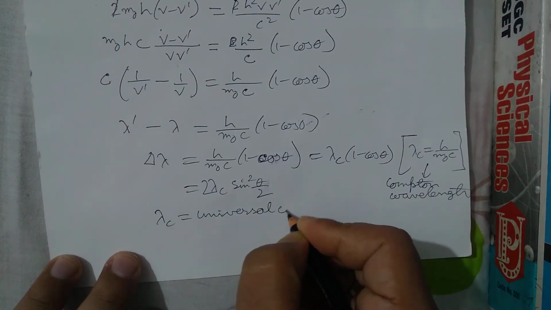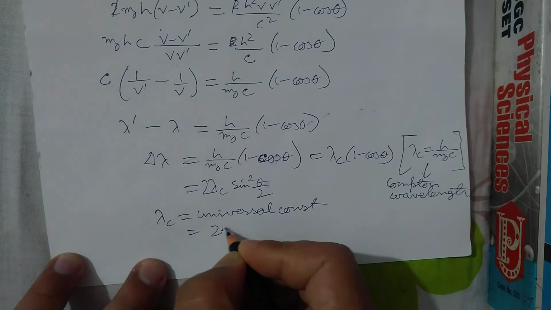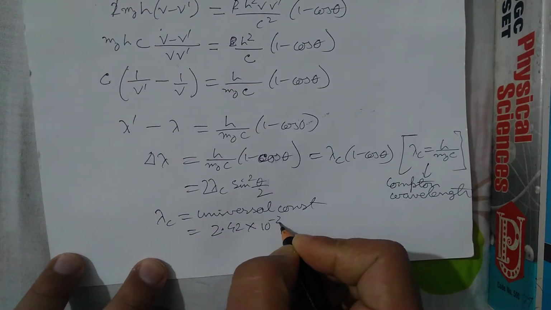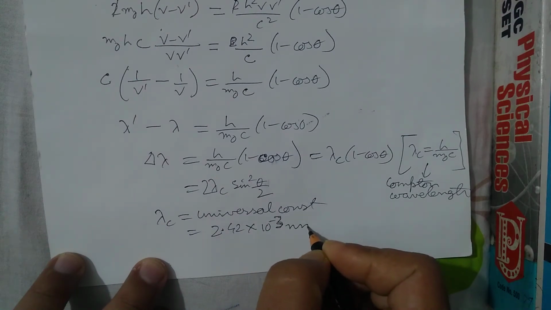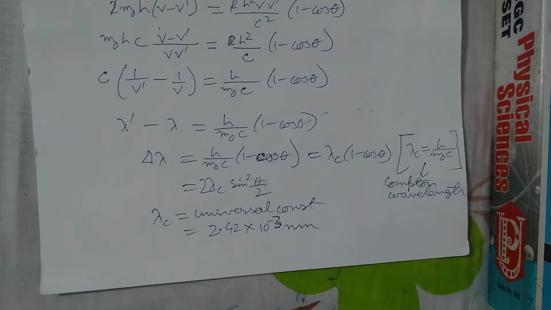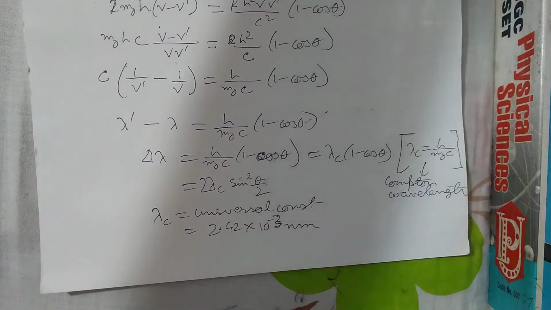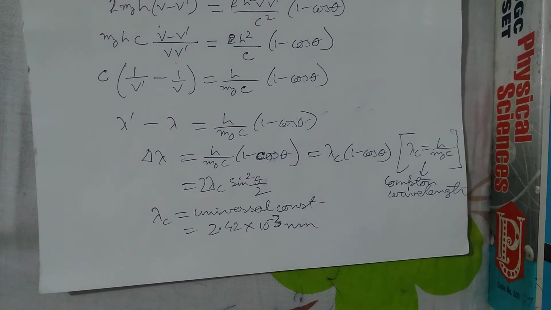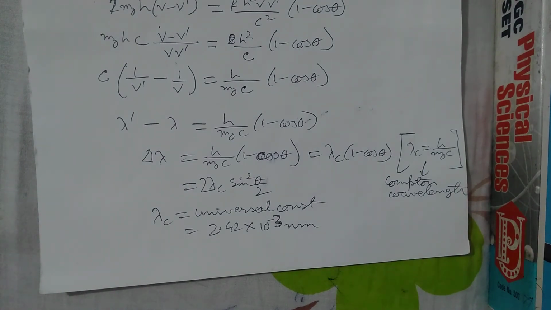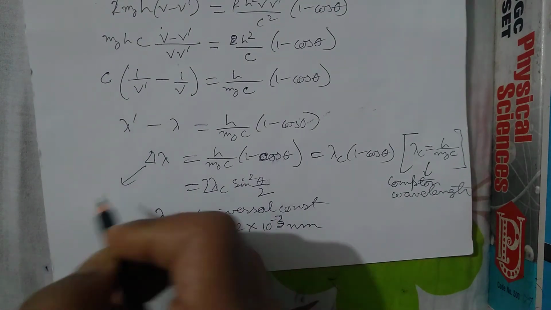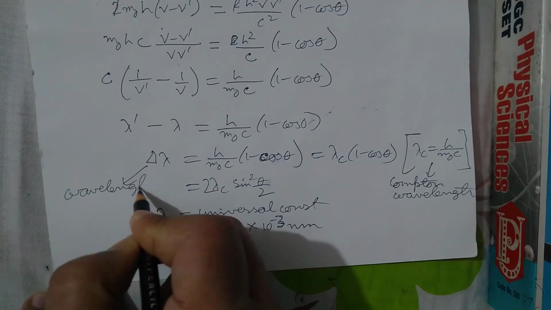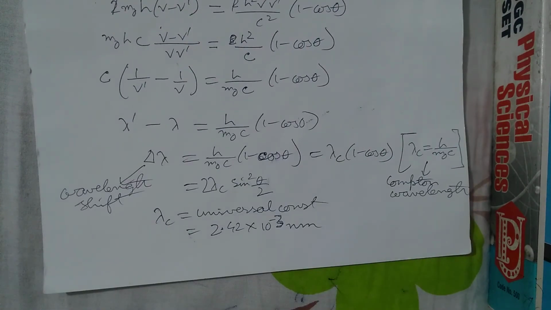Its value is 2.42 into 10 raised to minus 3 nanometer. So you are seeing here that lambda c is a universal constant, and it is constant for a material. The delta lambda is called the wavelength shift, and it is independent of the wavelength of the incident radiation. It is also independent of the scattering material.